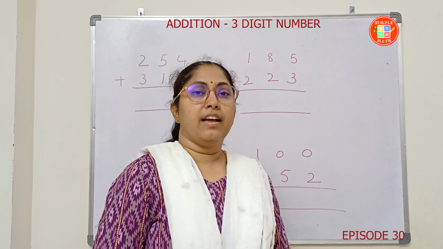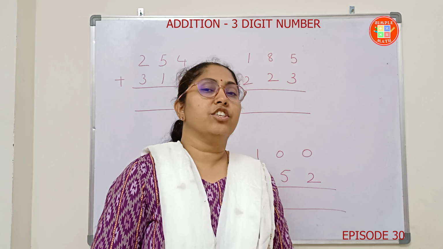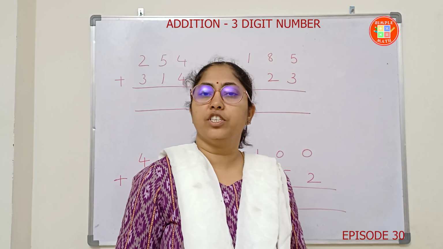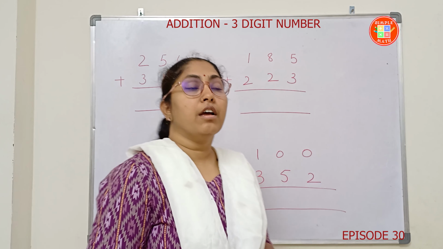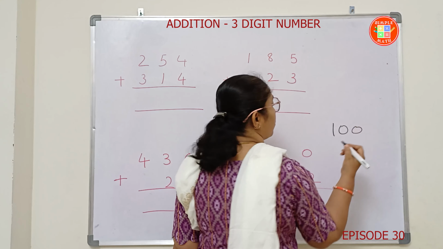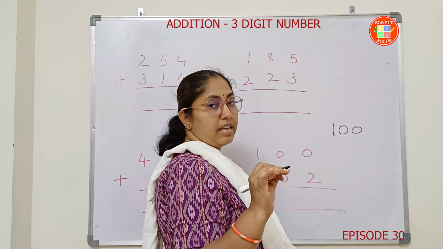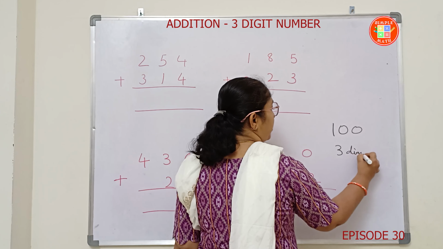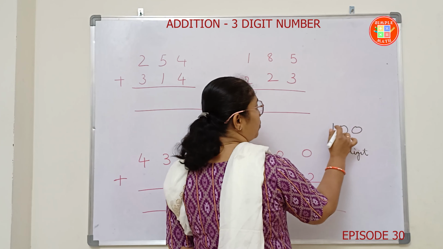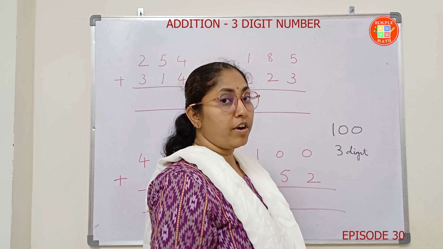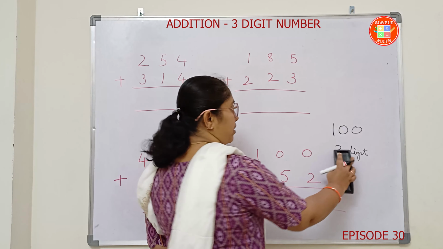Children, today we will see addition of a 3-digit number by a 3-digit number or a 2-digit number. Okay. Now here, 100 is called a 3-digit number because it has got 3 digits: 1, 2, 3. So 100 is called a 3-digit number. What is it called? A 3-digit number.